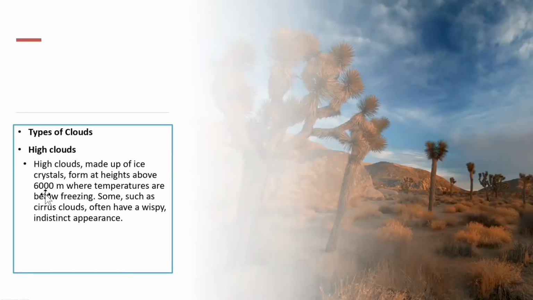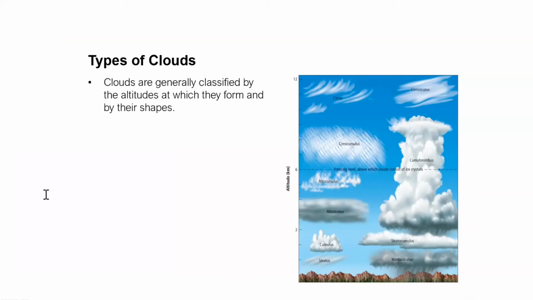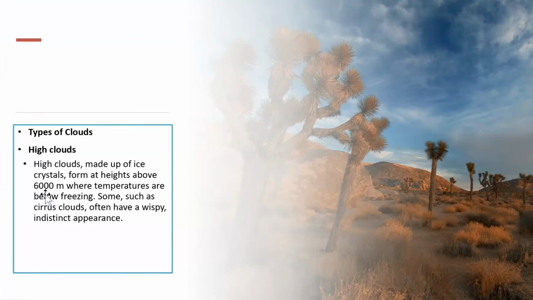And then as you can imagine, the high clouds are going to include the ice crystal clouds. We're talking about cirrus clouds. We're talking about anything that exists above 6,000 meters. So cirrocumulus, the top half of cumulonimbus, cirrostratus, those would all be considered high clouds.